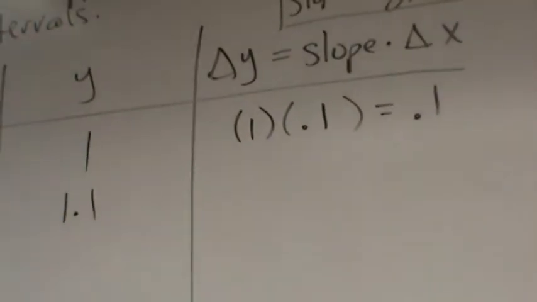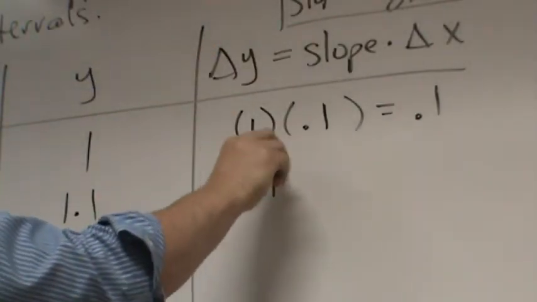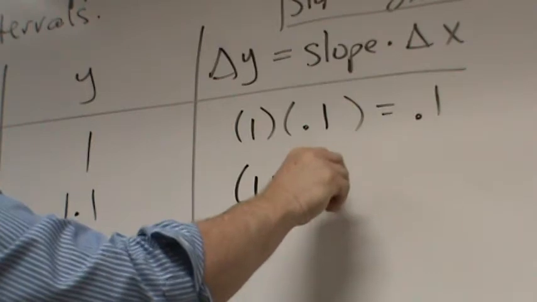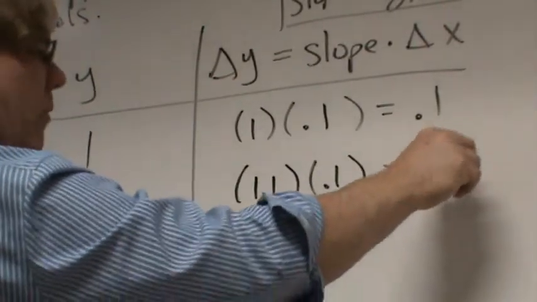So my delta y is going to be the slope. The slope is y, which is 1.1, times the delta x, which is 0.1. It's going to be 0.1 for every interval. And so I end up with 0.11.